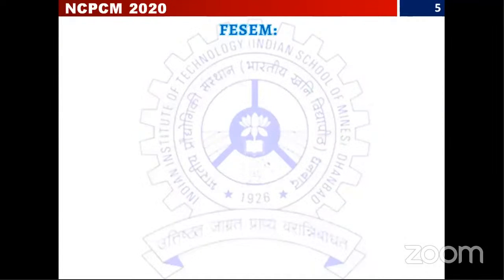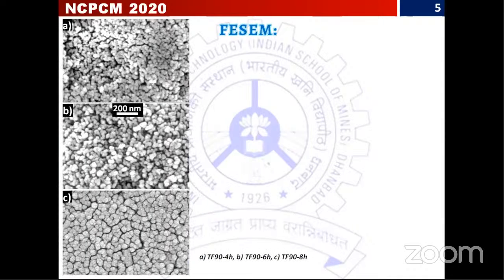Next, we have done the FESEM study to see the morphology of the samples. The morphology of the samples is granular, spherical sphere-like particles. As we increase the annealing time here, A, B, C are samples annealed at 4 hours, 6 hours, and 8 hours, the particle size is increasing a little bit. Actually, these particles are agglomerations of particles.